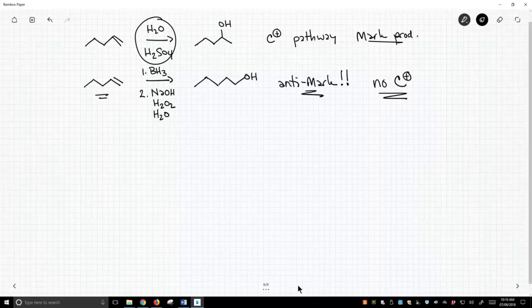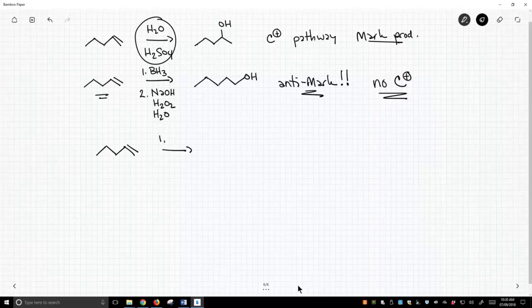Now, I'm not big on the mechanism for this reaction. I think it's an important mechanism, but the fact is, for this class, I only like to emphasize mechanisms that show up in multiple different places. And this is just an isolated mechanism, so we're not going to learn this mechanism. However, we can walk through the steps.